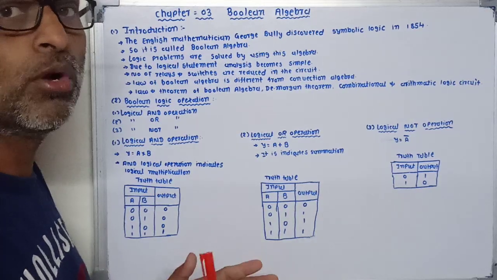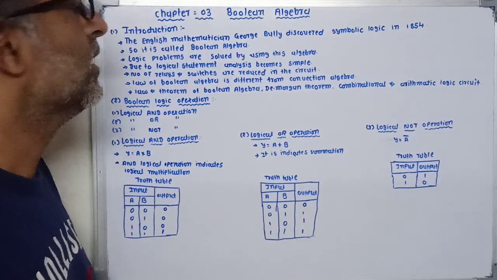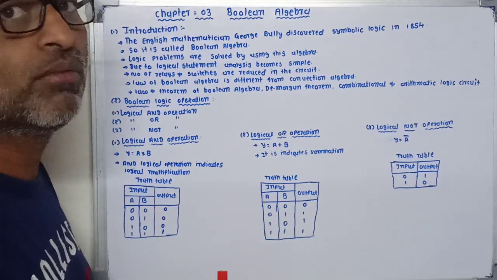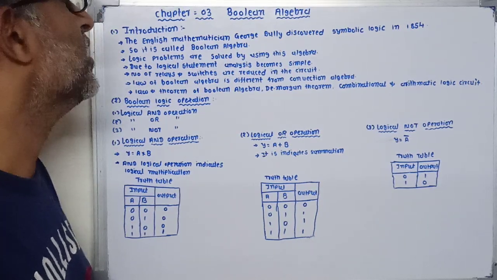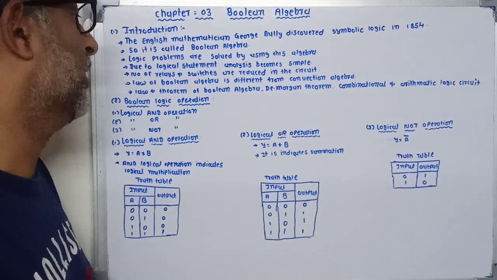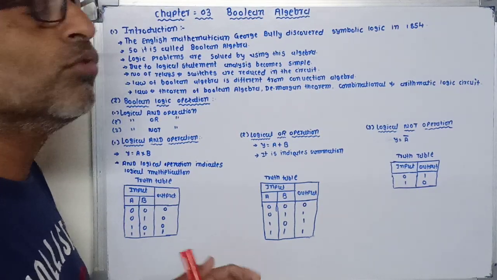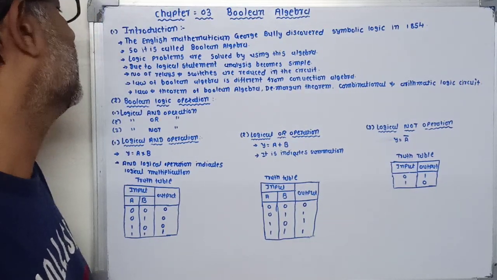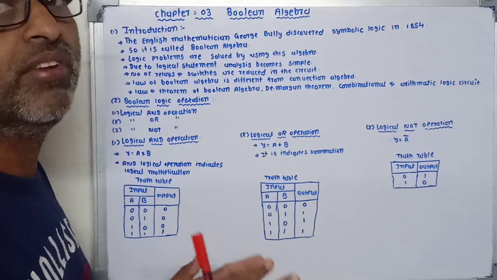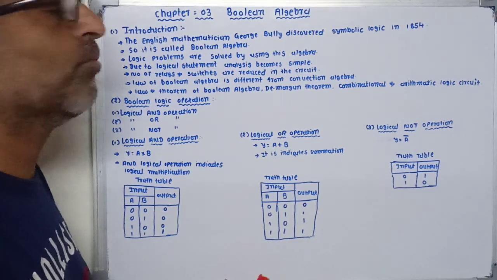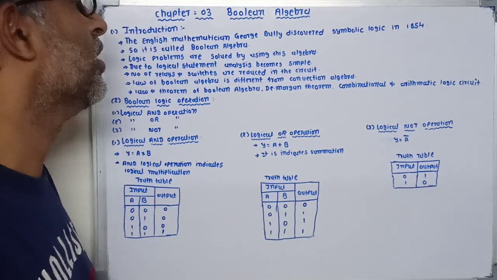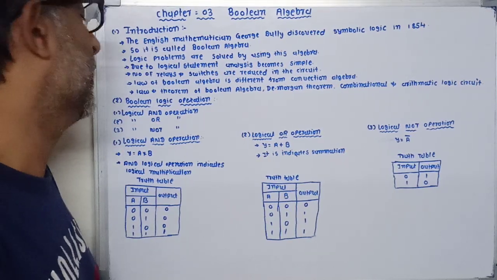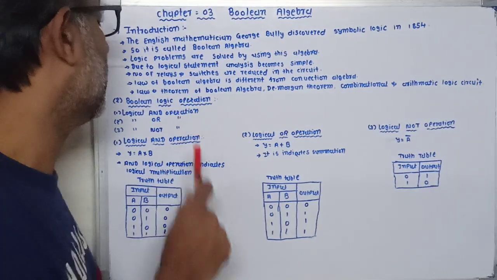Now, a number of relays and switches are used in the circuit. With the use of Boolean algebra, the number of relays and switches in the circuit is reduced. The laws of Boolean algebra are totally different from conventional algebra. In this chapter, we will study the laws and theorems of Boolean algebra, De Morgan theorem, combinational and arithmetical logical circuits. First, Boolean logical operation.